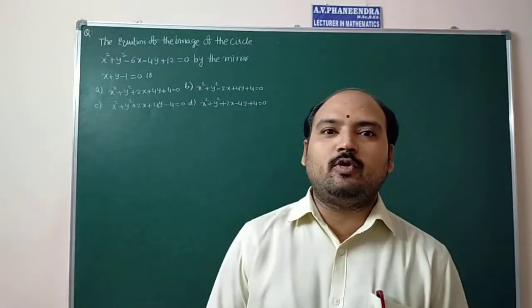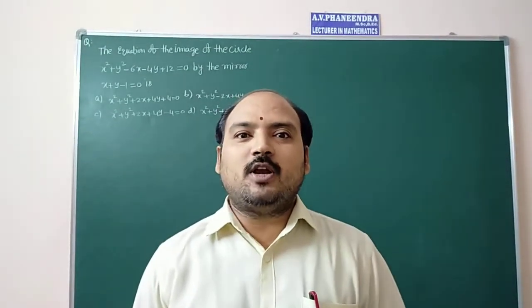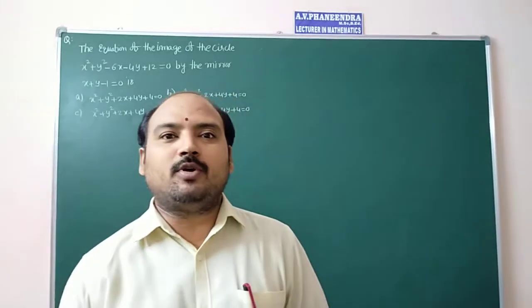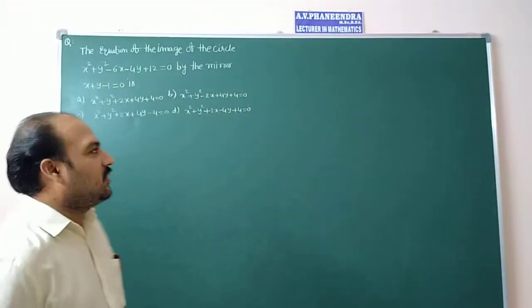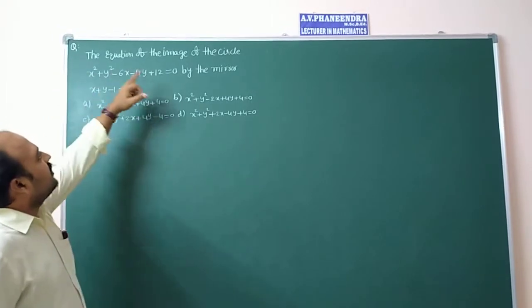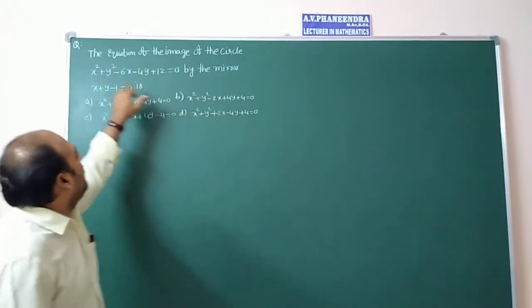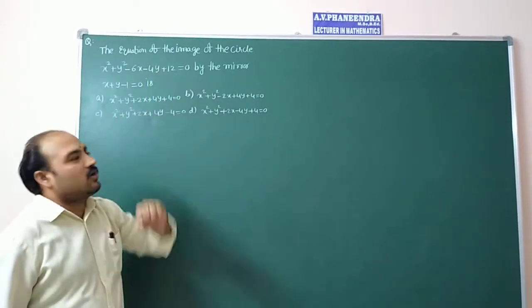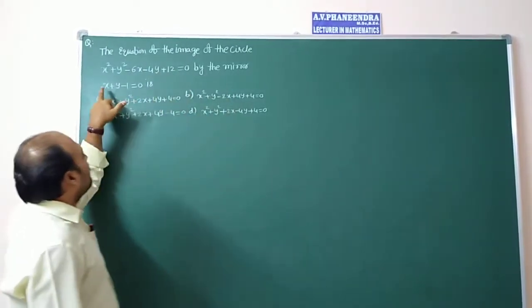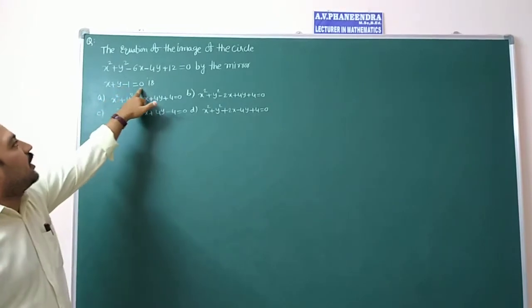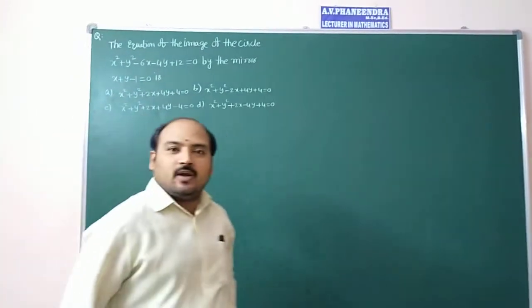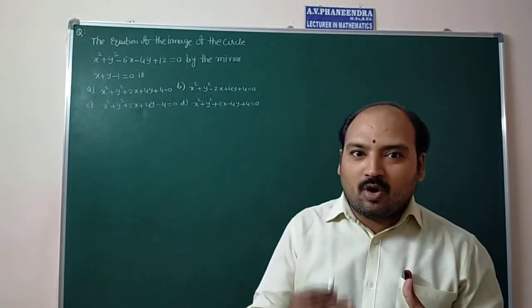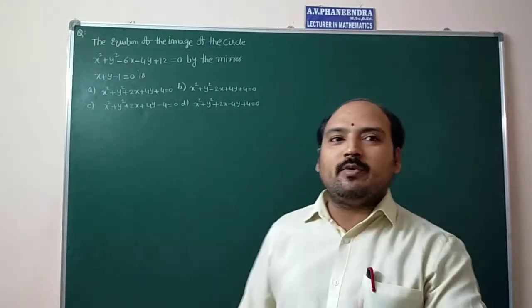In this video, I am going to discuss some problems related to circles which are very important for JEE Mains exam. See that the equation of the image of the circle x square plus y square minus 6x minus 4y plus 12 equal to 0 by the mirror x plus y minus 1 equal to 0 is. First, we have to draw the diagram according to the given problem.